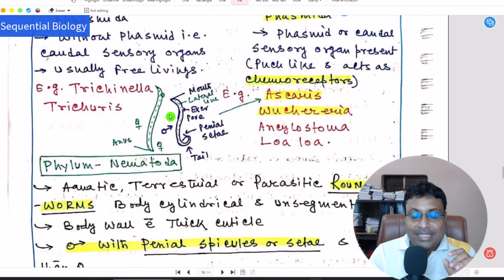Here you can see how Ascaris looks, and here the sexually dimorphic Ascaris can be seen. Usually the female is longer than the male, and in the male the caudal region is curved. In this curved region there are two structures known as penial setae, which help in copulation. Also, since they have a mouth and an anus, that means they show a tube within tube body plan.